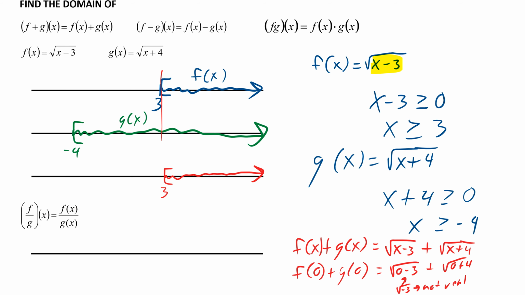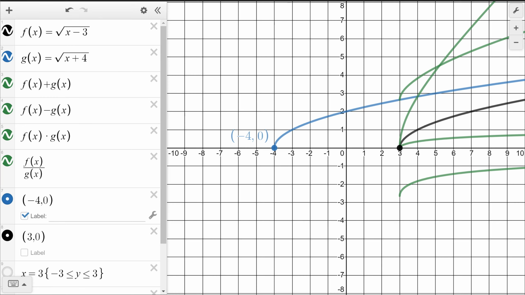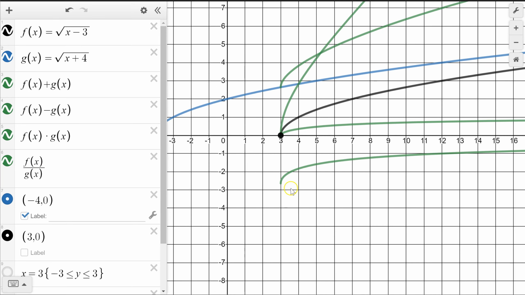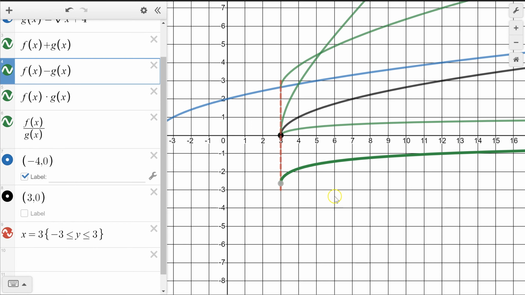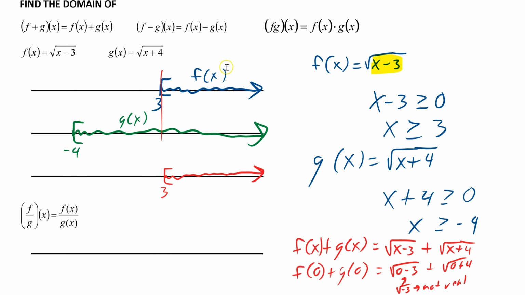So I've already plugged this in Desmos to give you a picture of what it looks like. So we have our f of x, our g of x. You can see the g is in blue, the f is in black, and then the add, subtract, multiply, and divide. And if you look at them, they are all starting at 3. Right here, they all start at 3. They are all getting bigger than 3, and that's why our domain for all of them is x is bigger than 3. So it's from 3 to infinity.